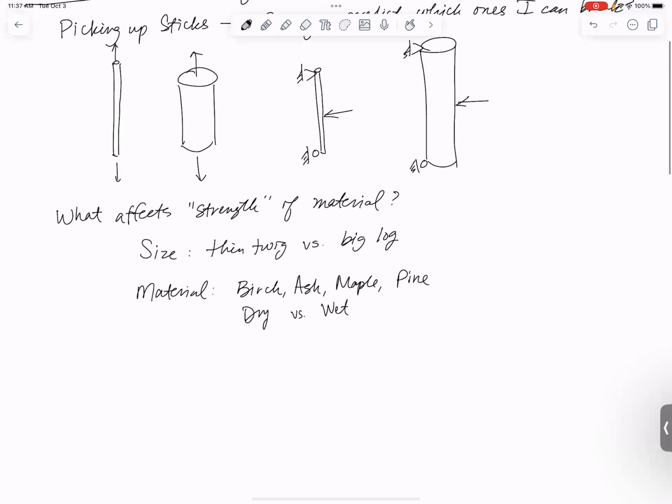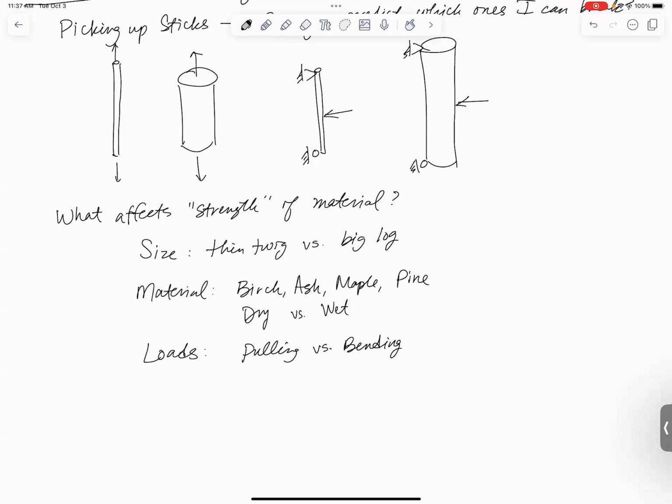Also, the loads. It makes a big difference whether we're pulling on something versus bending it. It simply puts the material into a different state of stress. We're going to be talking about stress for the rest of the semester. And that state of stress can be more damaging to the material.